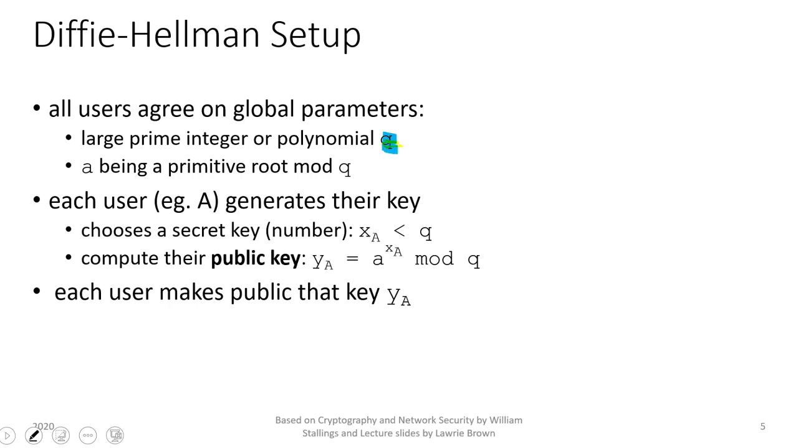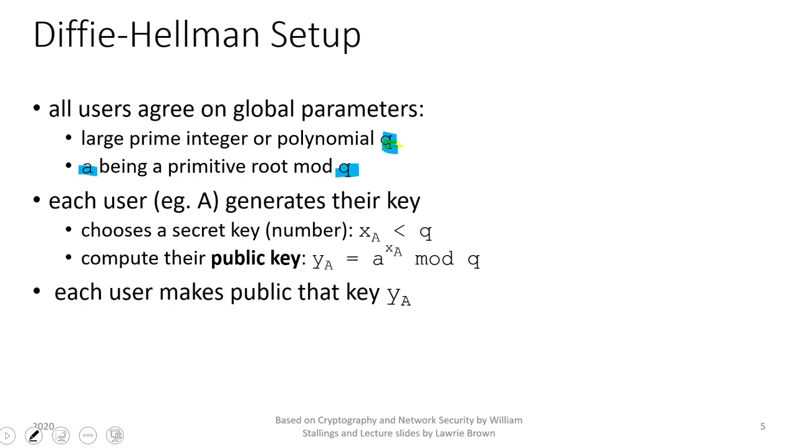Then we would also identify A, which is a primitive root mod Q. Again, as I said, the mathematics is not pretty key for you all in this situation. So now what each entity can do is, based on this public information that they have, they can generate their own keys.